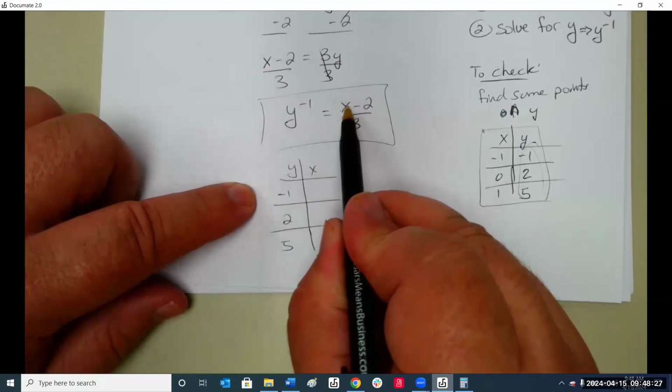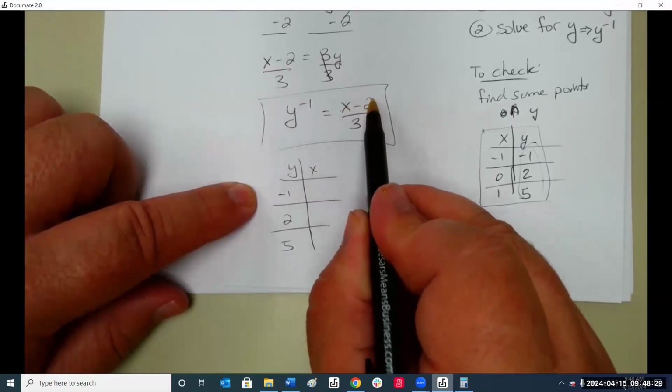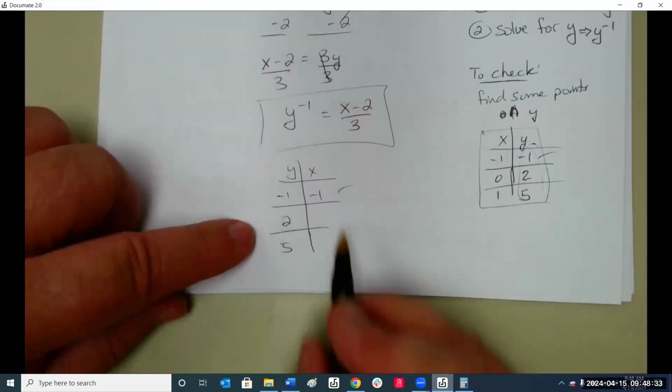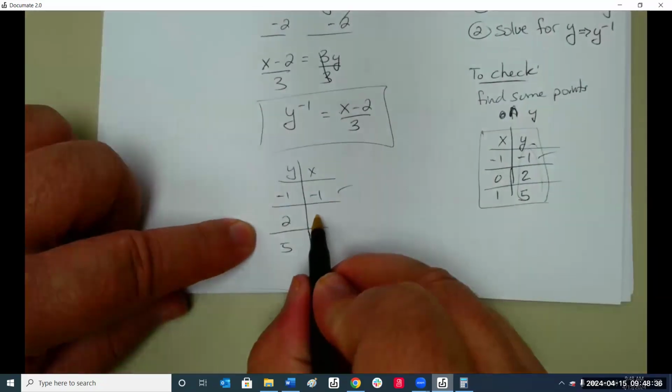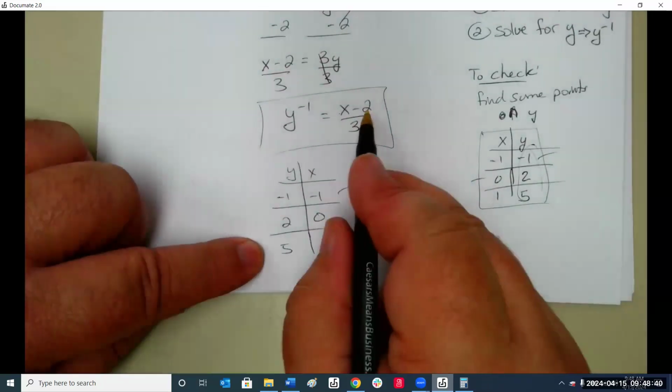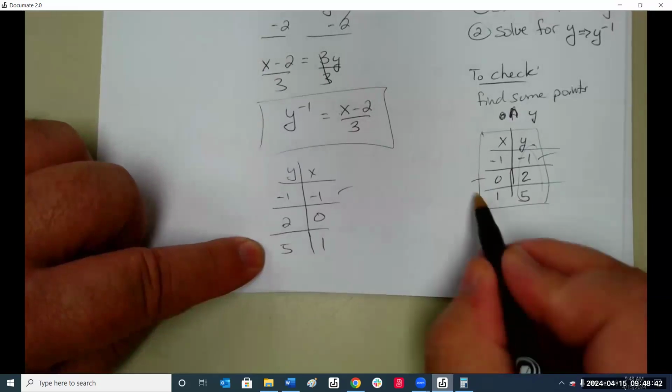So -1 minus 2 is -3. -3 over 3 is -1. Check, that works. 2 minus 2 is 0, over 3 is 0. Check, that works. 5 minus 2 is 3, 3 over 3 is 1. Check, that works.